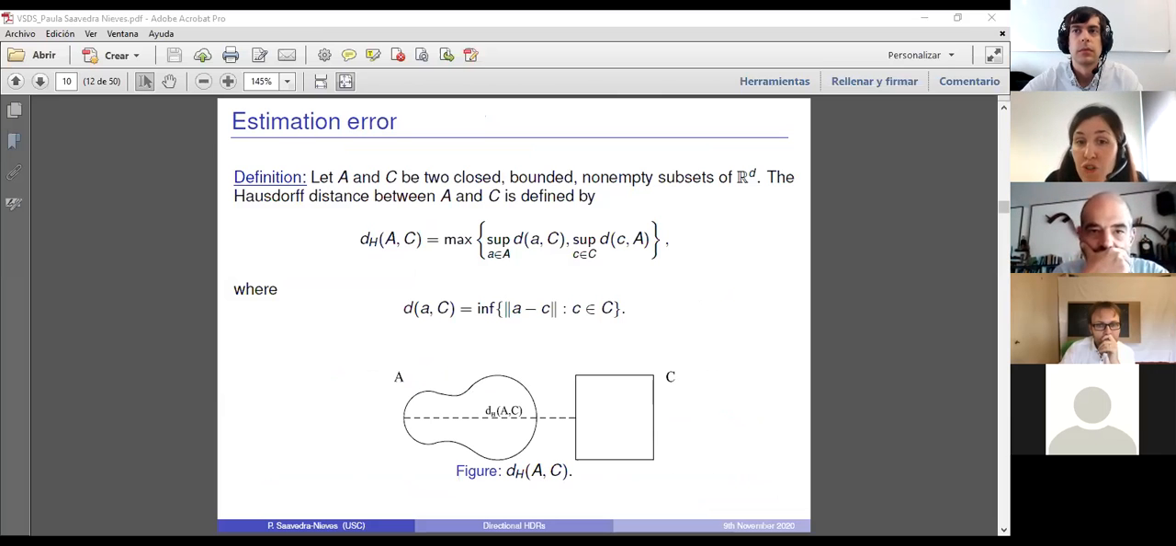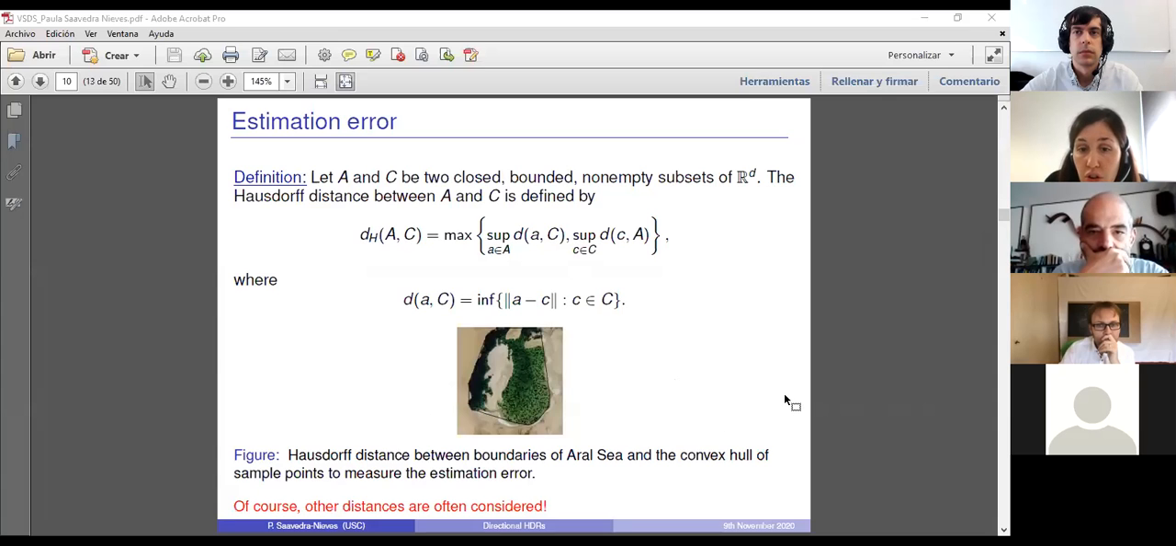So here I show you the definition of a classical distance, the Hausdorff distance, and I show you this distance in this figure. For the particular case of the RLC, I show you here the Hausdorff distance between the boundaries of the RLC and the convex hull. As you can see here, this distance is high, so we can detect that this is not a good estimator for our support.